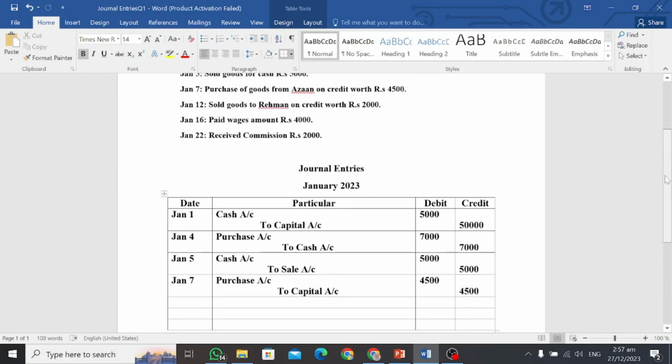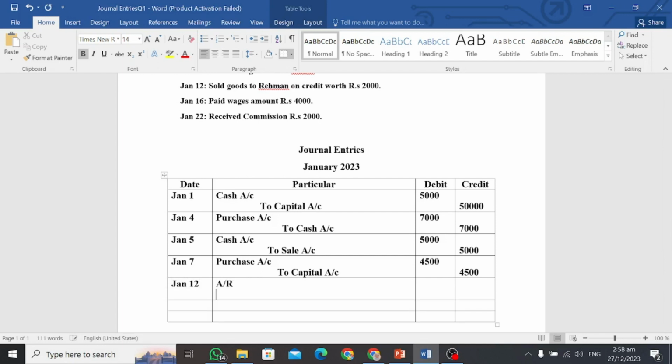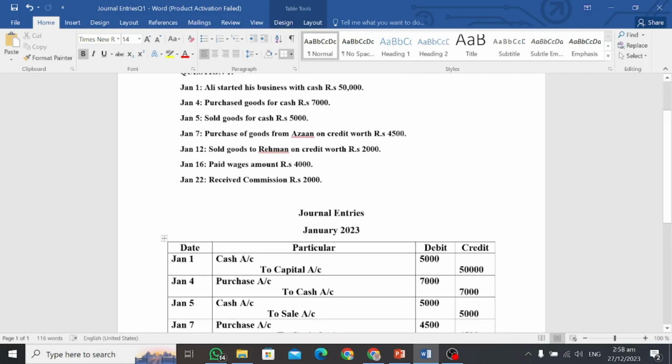So we can write it as, the date was January 12th, account receivable to sale account worth rupees 2,000. Now let's see the next transaction.